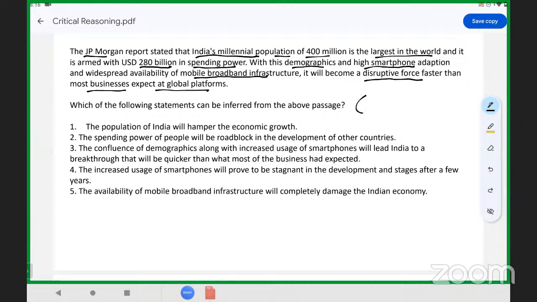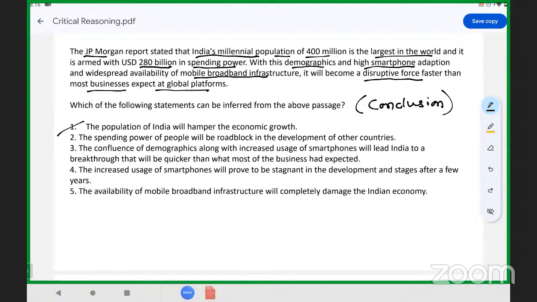So again, we need to find a conclusion. Okay, so we'll start with statement number one. The population of India will hamper the economic growth. So we can easily eliminate this statement, because in the last line it is clearly mentioned that it will become a disruptive force faster than most businesses expect at global platforms. So which means it is obviously going to disrupt businesses. That means it is enhanced. It is going to bolster the economy.